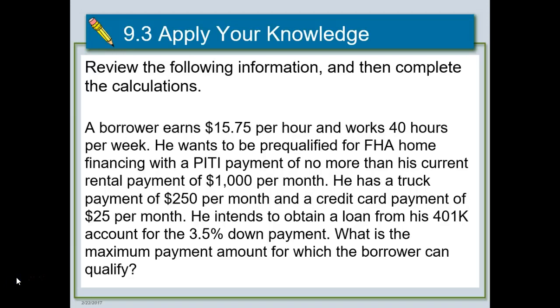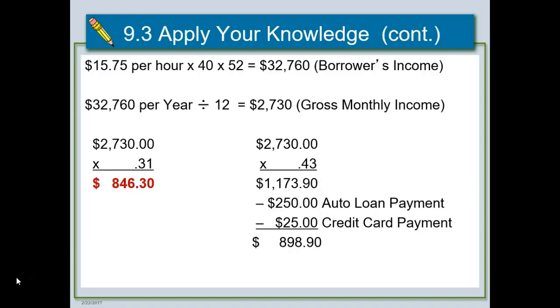So, again, make sure you calculate the income correct, because if the income is wrong, everything else is wrong. Also, remember certain things, if they don't show up on the credit report, you're not going to use them, okay? You would have done the income, and then the income would have been $2,730. Now that you have the income times the front ratio, which is 31%, equals 846.